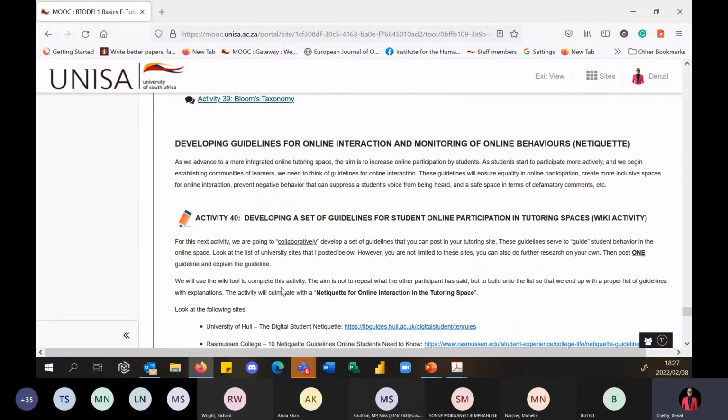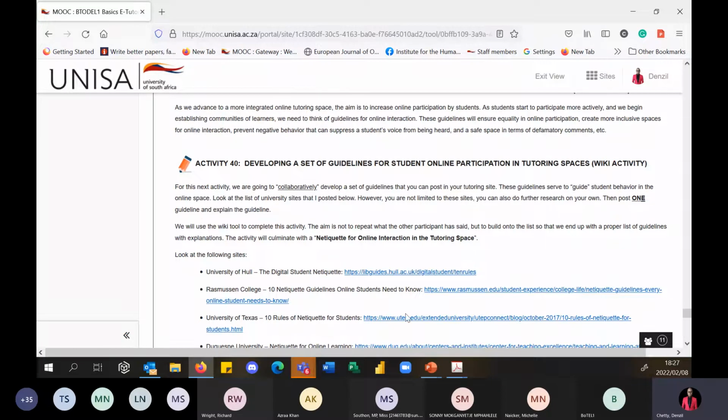Then, colleagues, you are developing a set of guidelines for student online participation in tutoring spaces. This is very important, colleagues, and I must stress this. Remember, UNISA is a complex environment, which means that, as I said earlier, you have diverse students. We've become very aware that in some cases, students share, for example, their WhatsApp numbers as part of the discussion forums to take students off the portal, which seems to be the trend, which we discourage.